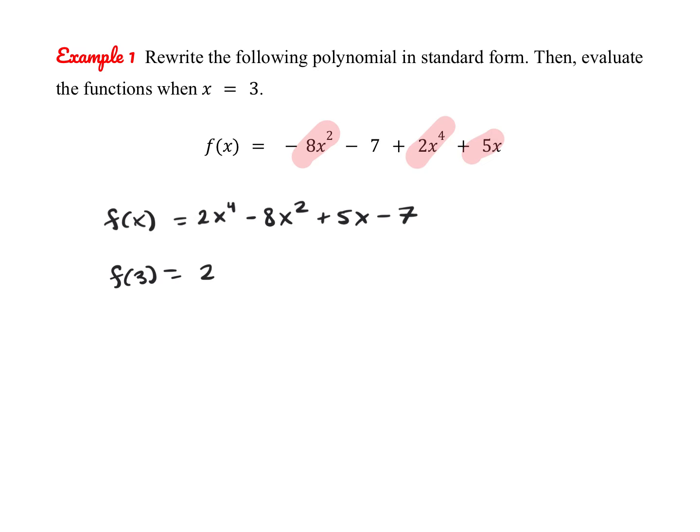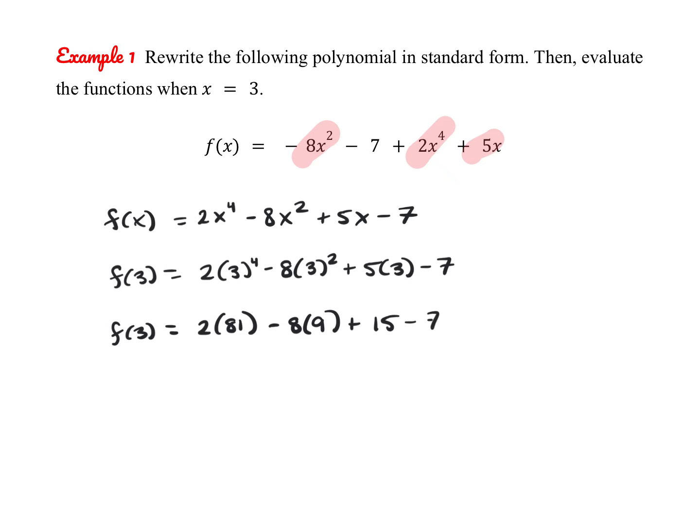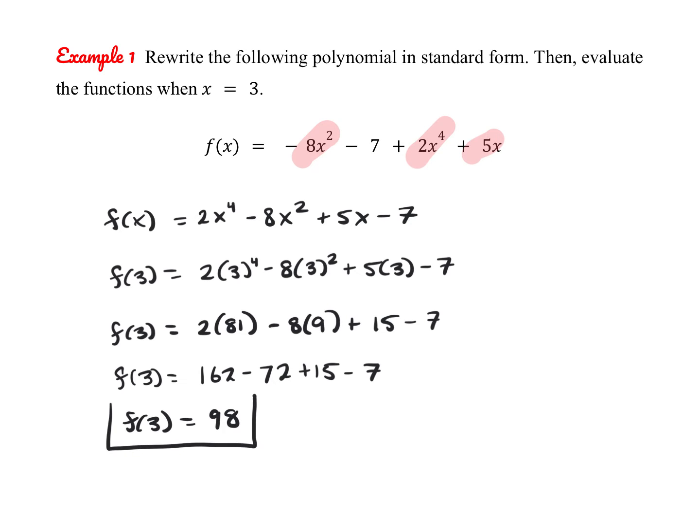So I'm doing f of 3, so 2 times 3 to the 4th minus 8 times 3 squared plus 5 times 3 minus 7. I want to remind you that we always follow order of operations, so we always do exponents before we multiply. So 3 to the 4th is 81, so it'll be 2 times 81 minus 8 times 3 squared, which is 9, and then let's do our multiplication. So here we have 162 minus 72 plus 15 minus 7, so that gives us f of 3 equals 98. There you have it.